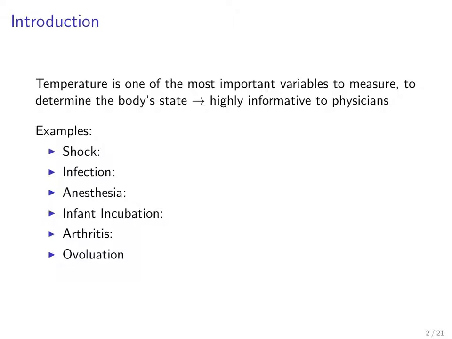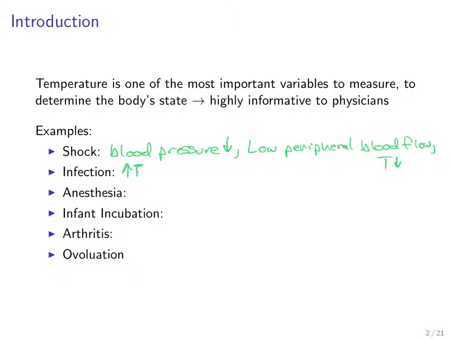informative to physicians. So some examples are shock, in which blood pressure goes down, which leads to low peripheral blood flow, which leads to a drop in temperature. In infection, you can get temperature increases due to fever. With anesthesia, temperature tends to go down. Infant incubation is an important scenario in which to monitor temperature.